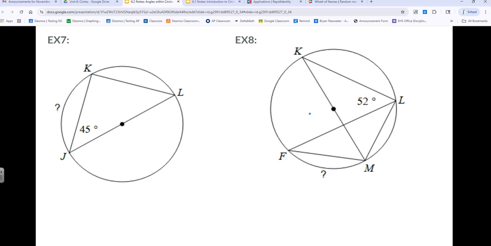Okay, let's see if we can get these next couple done, and then we'll be done for the day. All right, so now 7's a little trickier because it asks for arc JK, but the angle that we have is 45 degrees right here. So if this angle right here is 45 degrees, then the intercepted arc that goes with it is KL. Okay? Richard, what would I do to find KL?